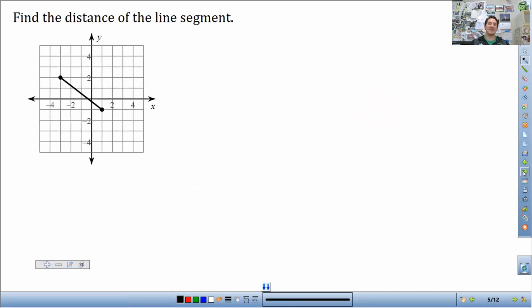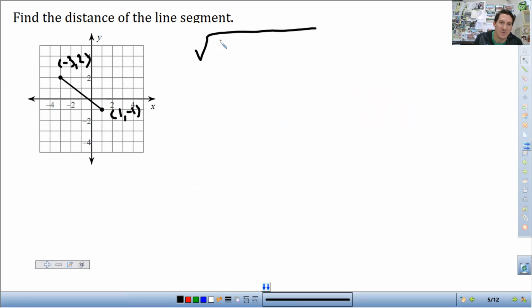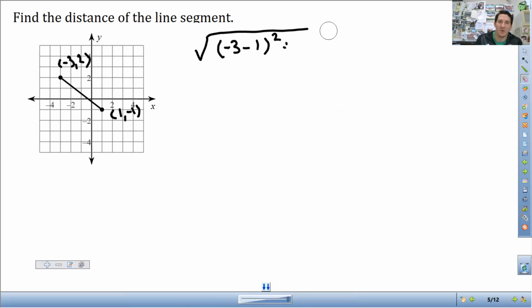So we're going to find the distance of the line segment here. If we were to use the actual distance formula, we would need to know the coordinates. So the coordinates of this one is 1, -1. The coordinates of this point would be -3, 2. And then you would put those values into the distance formula, and you would have to work it out. And I'm doing this very quickly because I'm not going to work it out this way.